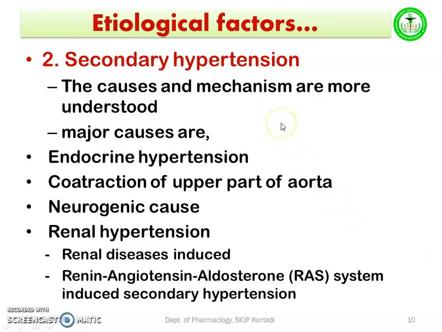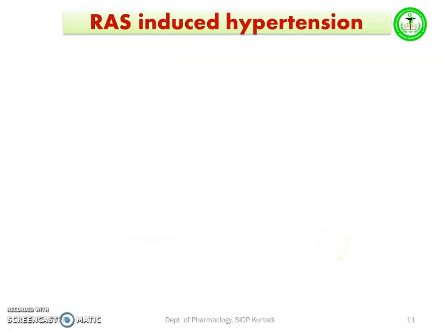The etiological factors for secondary hypertension. In this, the exact reason and mechanism is well understood. The major causes of secondary hypertension are endocrine, that is hormonal induced hypertension, coarctation of upper part of aorta, neurogenic induced hypertension, renal hypertension, that is renal diseases induced hypertension. In that, renin, angiotensin, aldosterone system induced hypertension. Now we are understanding in detail renin, angiotensin, aldosterone system induced hypertension.